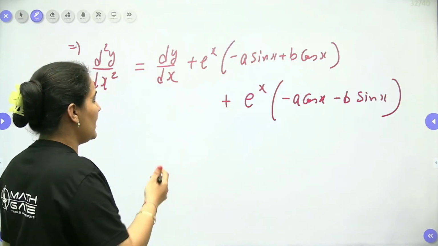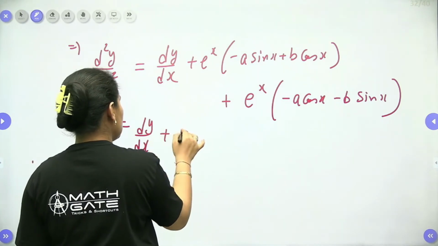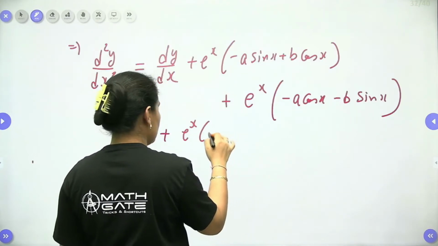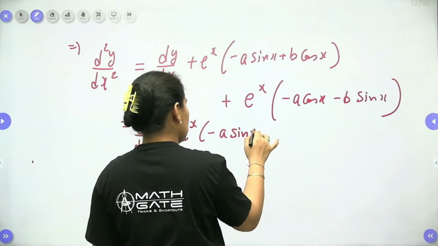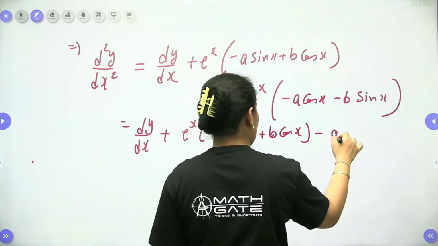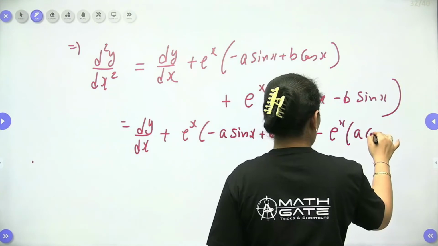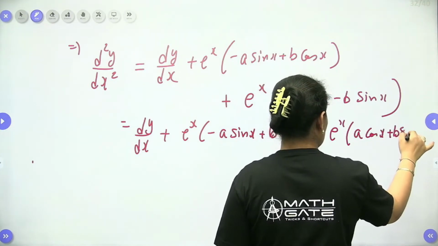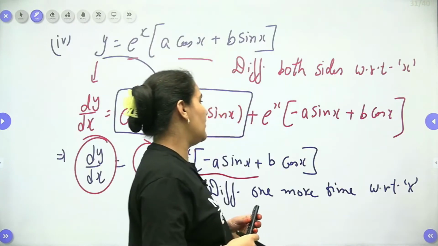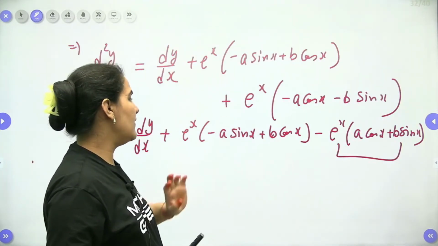So you can take a common minus from here. When you approach it, it is dy by dx plus e to the power x times minus a sin x plus b cos x, minus a sin x plus b cos x, and you can take the minus outside: e to the power x times a cos x plus b sin x. So for this, you can put the value as y. Just try to understand my point. For this you can put the value as y.